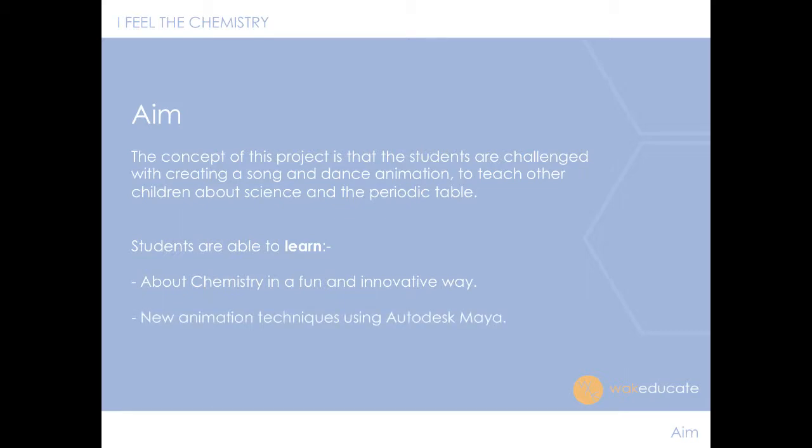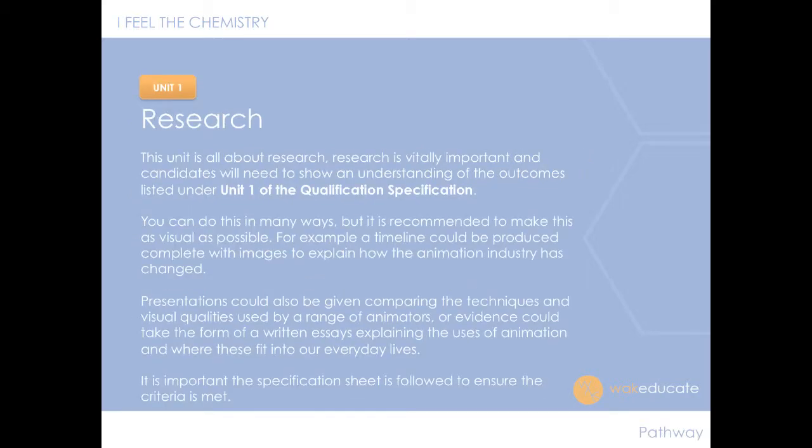using Autodesk Maya. So for Unit 1, it's all about the research, and we can do this in many ways, but the most recommended one is to make it as visual as possible. So for example, a timeline could be produced complete with images to explain how the animation industry has changed. You can do this quite easily within the classroom, and it's all mainly written and visual documentation to support your findings. It's really important the specification sheet is followed to ensure the criteria is met.